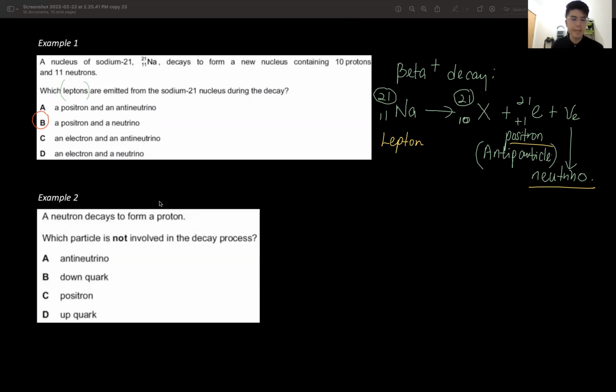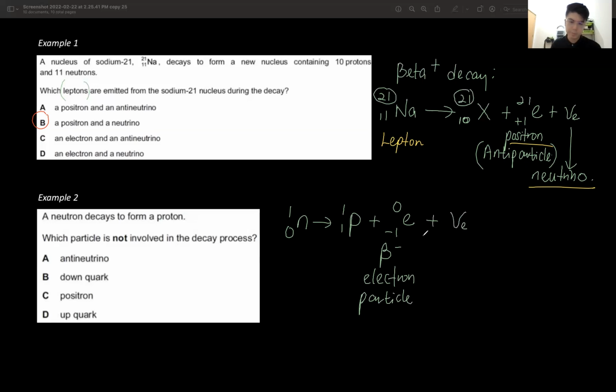Okay, example 2, a neutron decays to form a proton. Which particle is not involved in the decay process? Okay, a neutron, 1, 0, decays to form a proton, 1, 1, plus e, 0. Okay, balance the equation, 0, 1, this must be -1. So this is a beta minus decay, this is an electron. Electron is a particle. So there must be one antiparticle, the anti-neutrino.